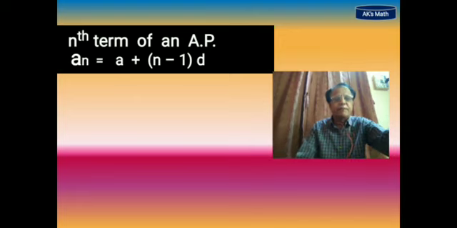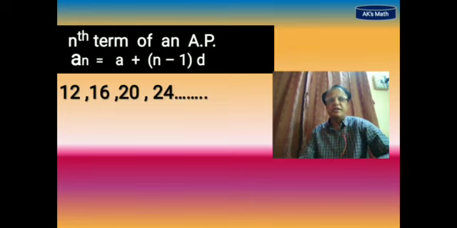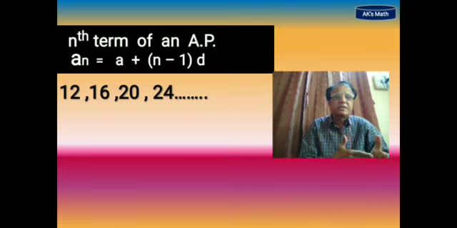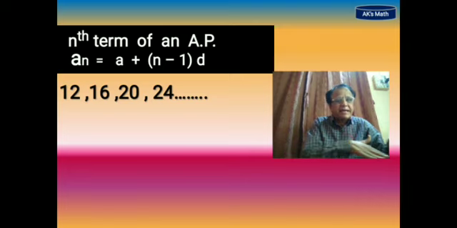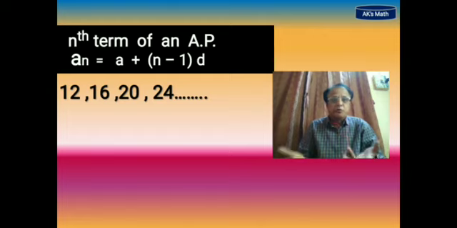This is one of the APs which we are observing now: 12, 16, 20, 24. This AP keeps increasing. This is in ascending order. So where it goes, we don't know.